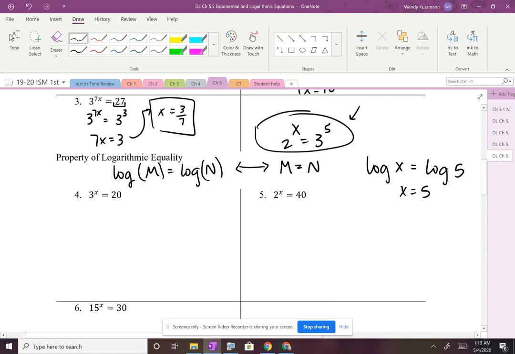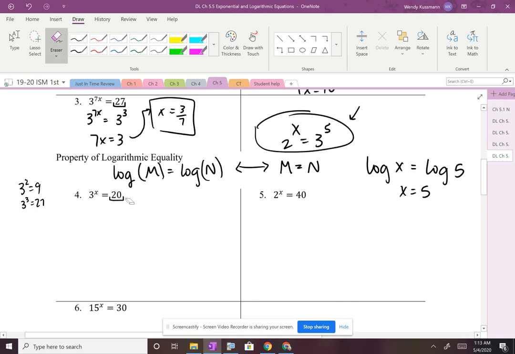There's no way you can write 3 to any power to be 20. So here they don't have the same base. I can't just set my arguments or my exponents equal. There's no way to write 20 as 3 to a power. 3 squared is 9 and 3 cubed is 27.